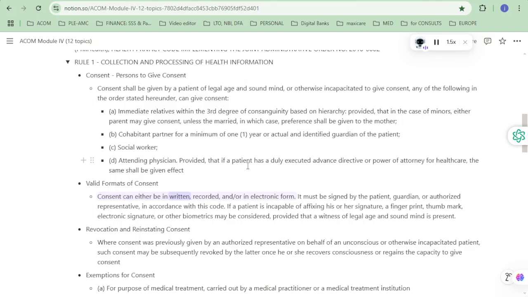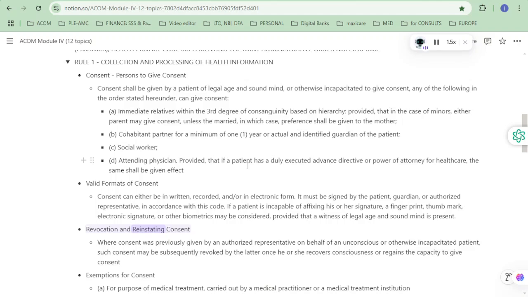Consent can either be in written, recorded, and/or in electronic form. It must be signed by the patient, guardian, or authorized representative, in accordance with this code. If a patient is incapable of affixing his or her signature, a fingerprint, thumb mark, electronic signature, or other biometrics may be considered, provided that a witness of legal age and sound mind is present.